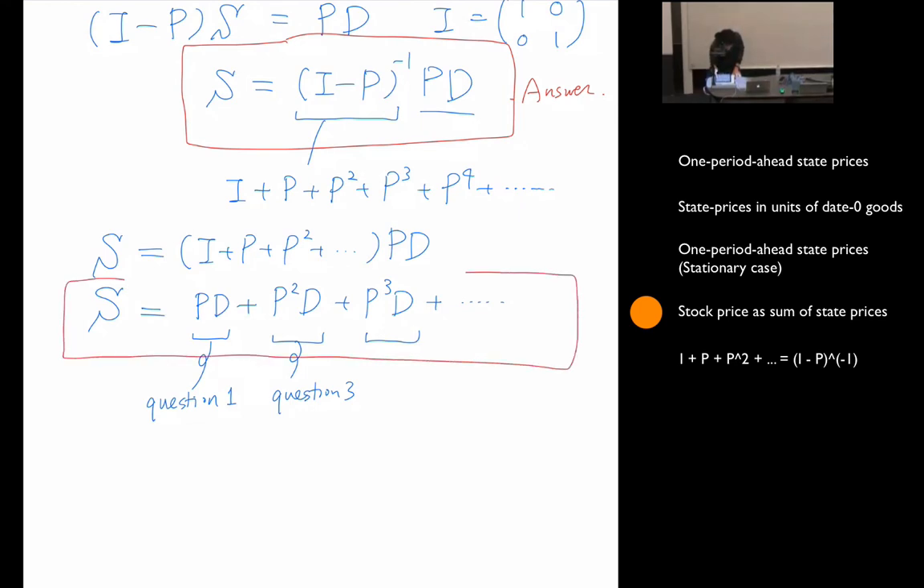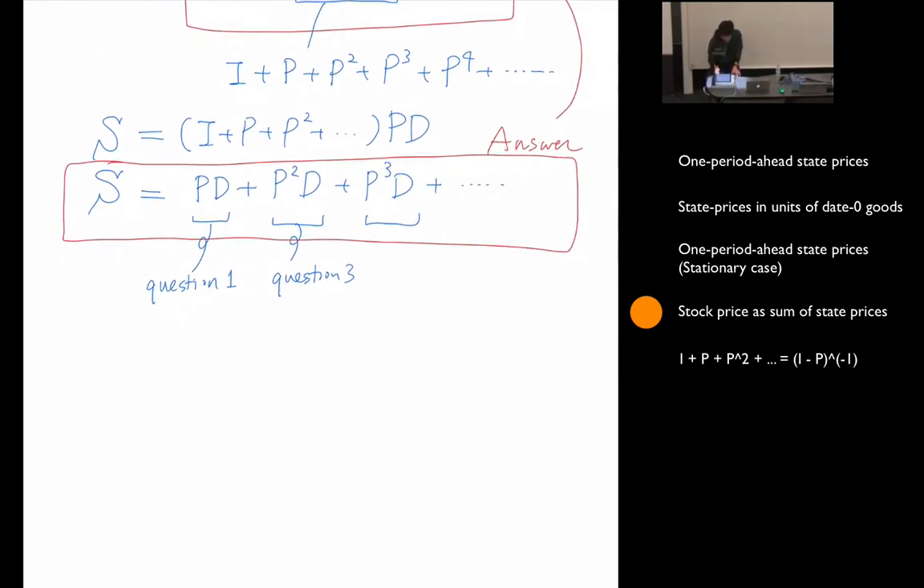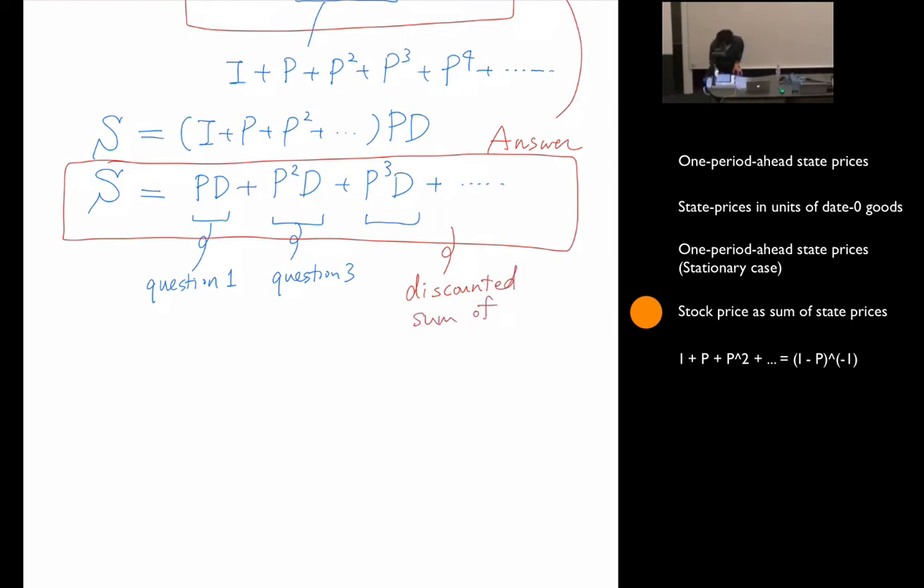So this is another answer, equivalent. These two are equivalent, okay? But this second one has more intuition because this basically says that the stock price is the discounted sum of all future payoffs.